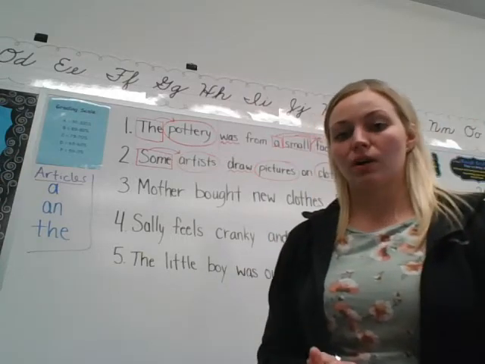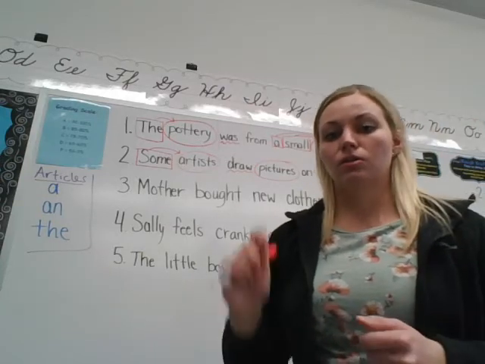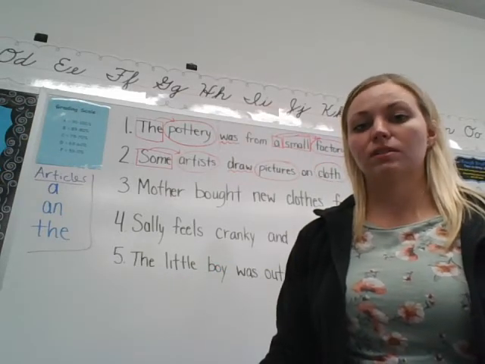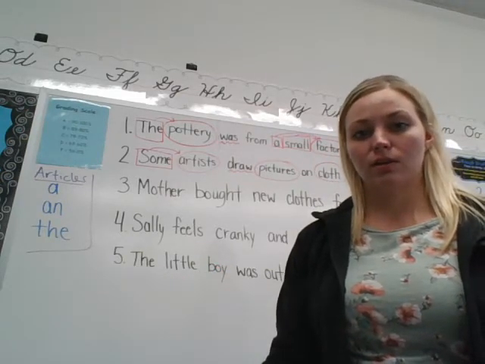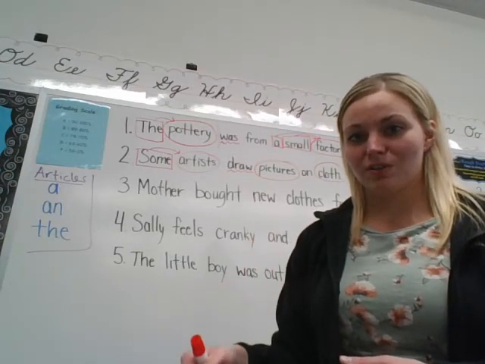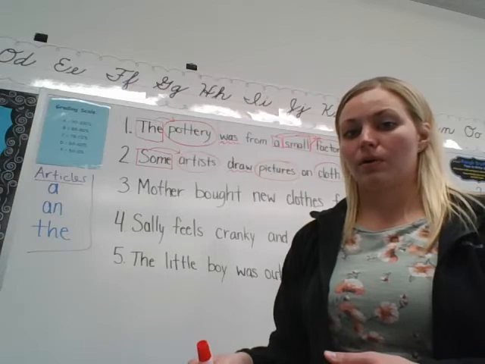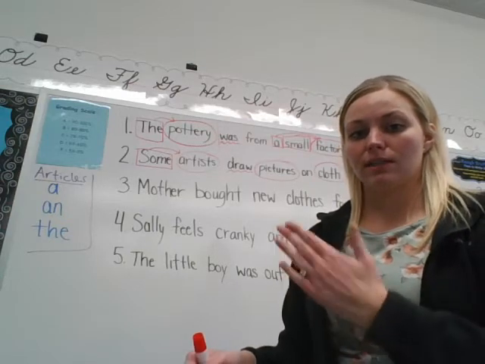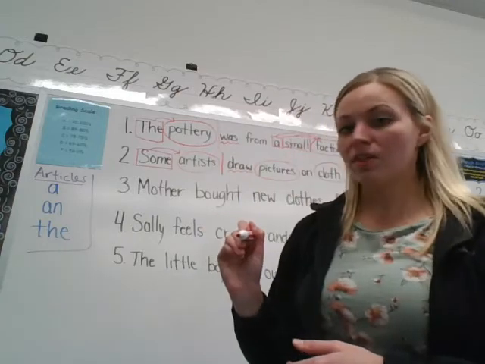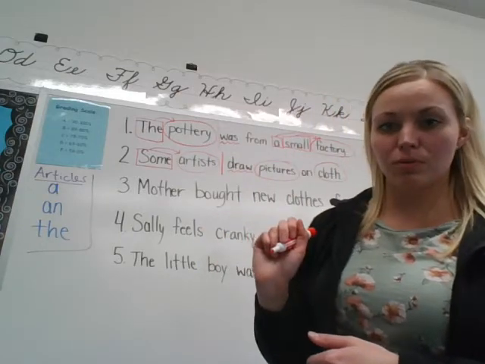Okay, so again, we're going to split up the subject and the predicate. The subject is what the sentence is about, and the sentence is about some artists. And what do they do? They draw pictures on cloth. So that is our predicate. So we're going to split it up between artists and draw. And look at that, we split it up right before our verb again.